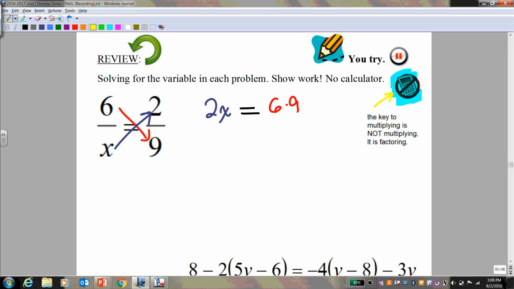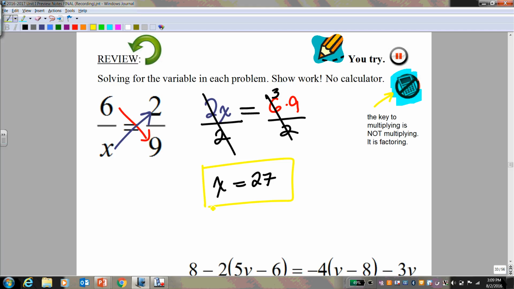So notice I did not write 54 and 6 times 9. I just wrote 6 times 9. So over here, I'm going to get rid of this 2, divide both sides by 2. Over here, I just factor. 2 goes into 9 evenly 3 times. Therefore, x equals 27. When you're not using a calculator, the key to multiplying is not to actually multiply, but to factor things out. You'll see more of this as we continue our review.